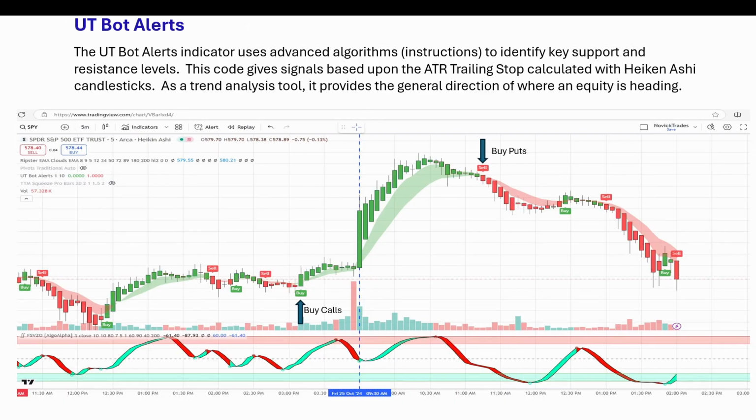The bedrock of my strategy is UT bot alerts. UT stands for uptrend. The UT bot alerts indicator uses advanced algorithms, or instructions, to identify key support and resistance levels. This code gives signals based upon the ATR trailing stop calculated with Heikin-Ashi candlesticks. As a trend analysis tool, it provides the general direction of where an equity is headed.